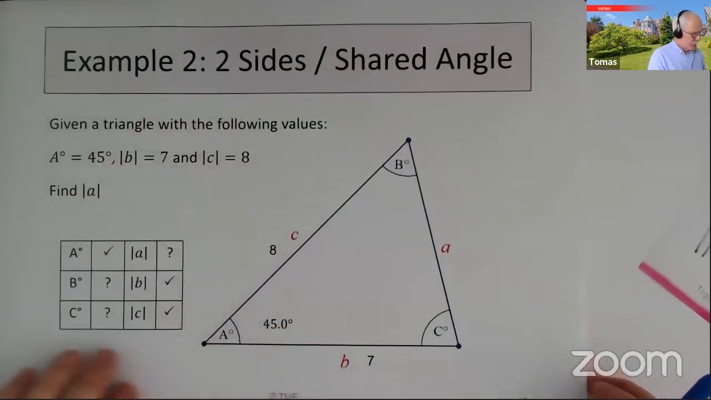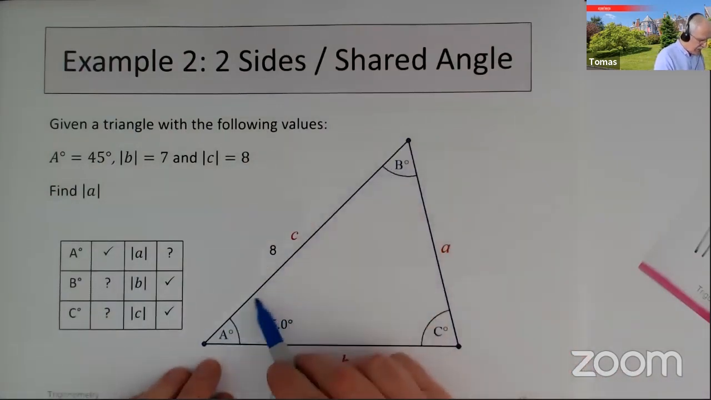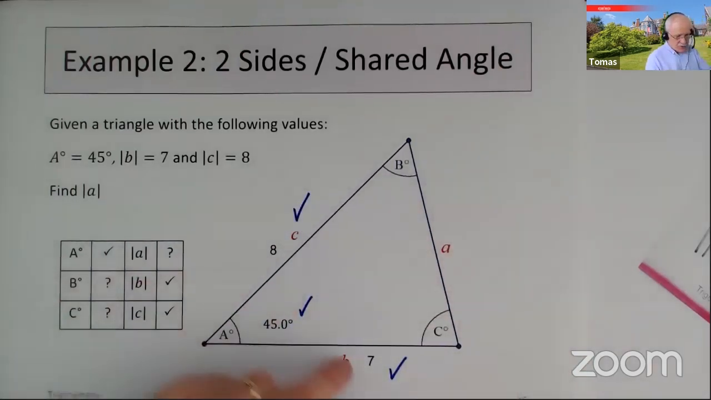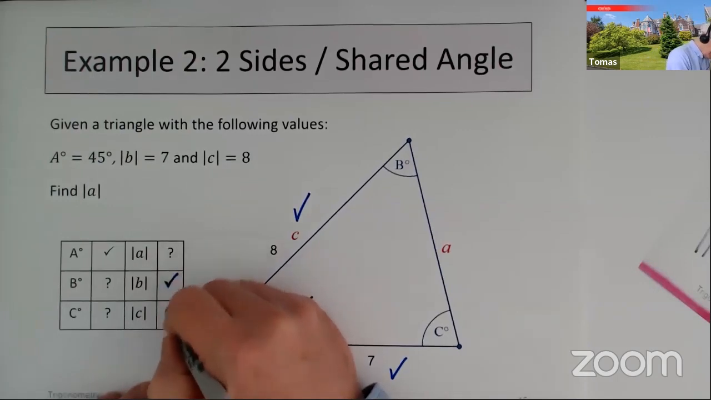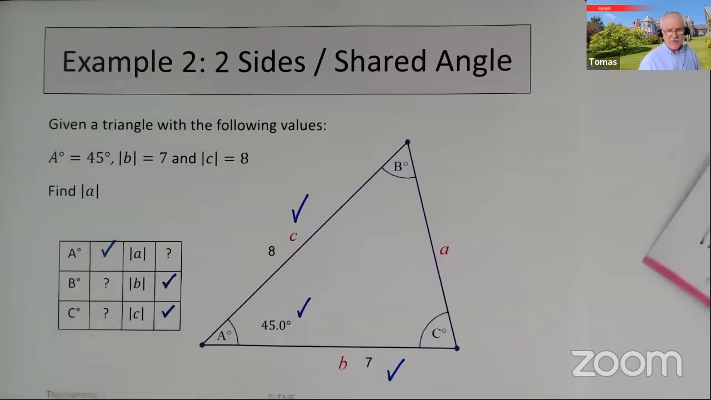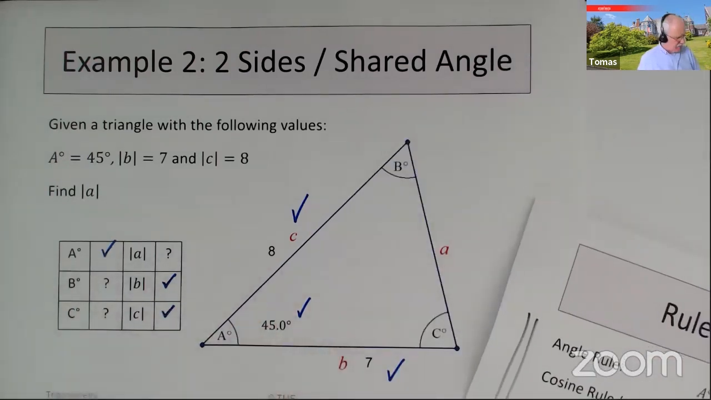Example 2, 2 sides and you have a shared angle. So here you've got the angle A, which is great, the side B, which is great, and the side C. So we've got 2 sides and the angle in between, which is great. We've got the 2 sides, B and C, and the angle A. We're trying to fill the other gaps. Okay? So which one do we use for that? Do you want a minute again on the rules? Which one would you pick? We're looking for 2 sides and the angle in the middle.